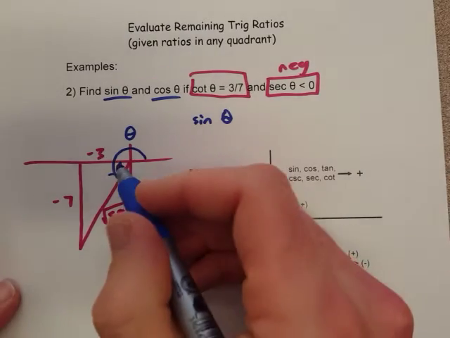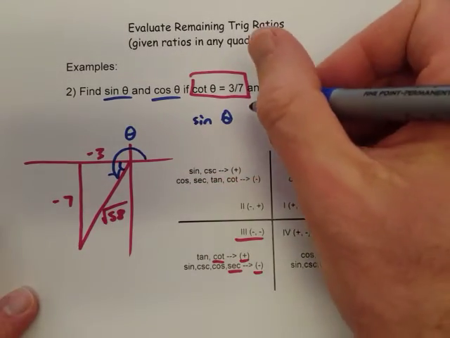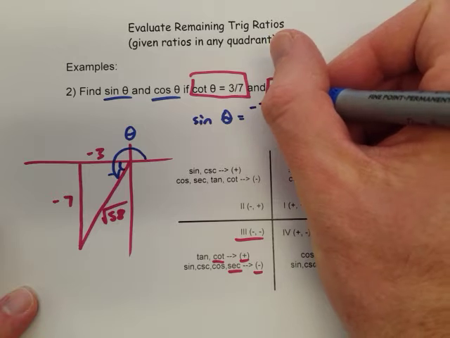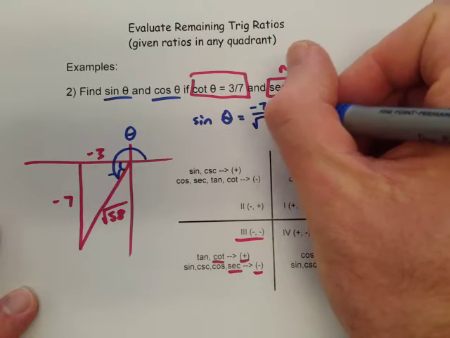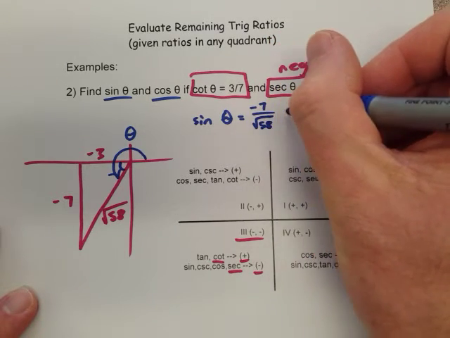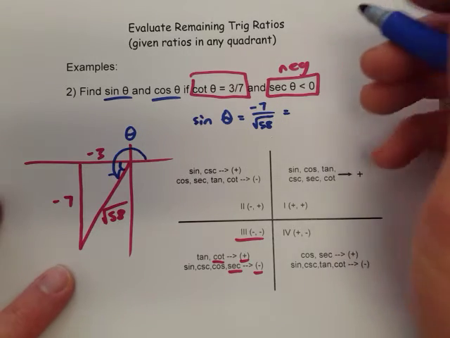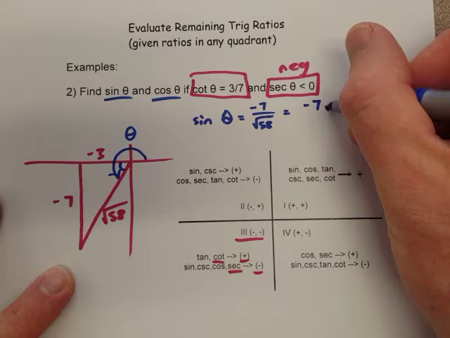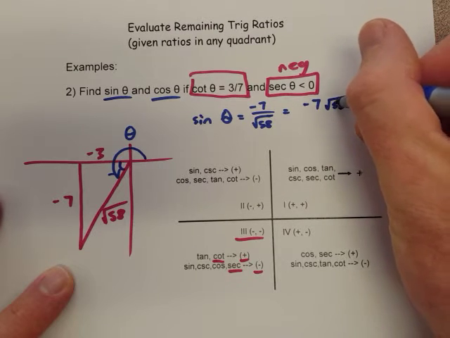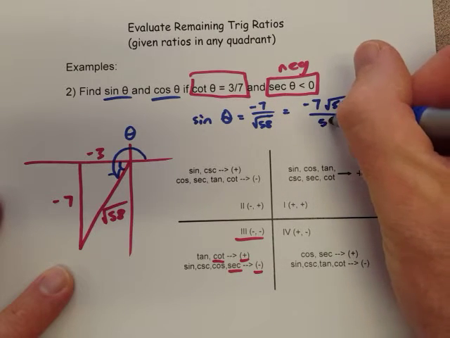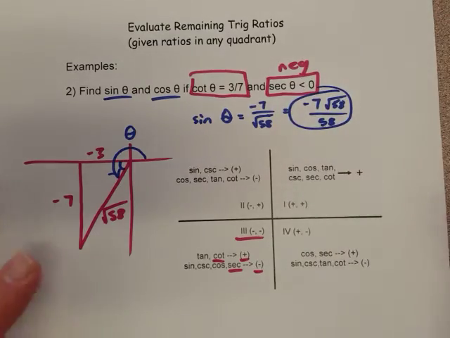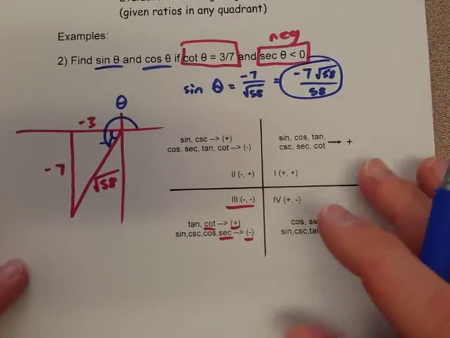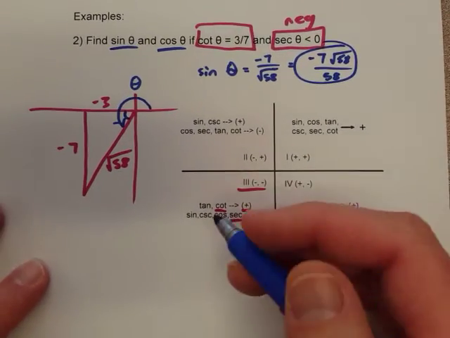So sine is opposite over hypotenuse. So that means we've got -7 over square root of 58. And if we simplify that, which you should, it's going to be -7 square root of 58 over 58. Okay, so there's one of them. Well, looks like we're running out of room a little bit, so I'm going to jump down here.